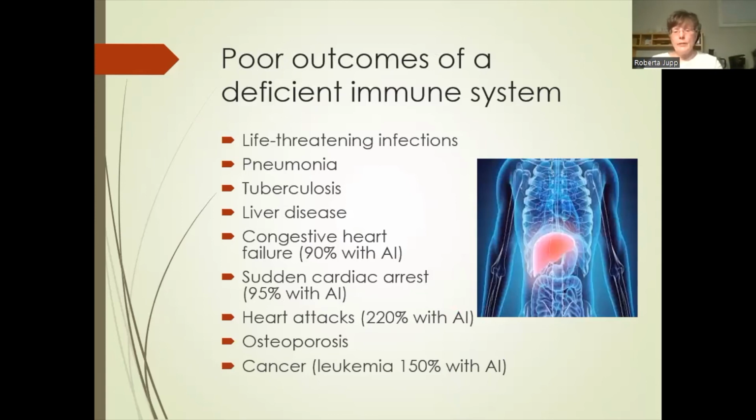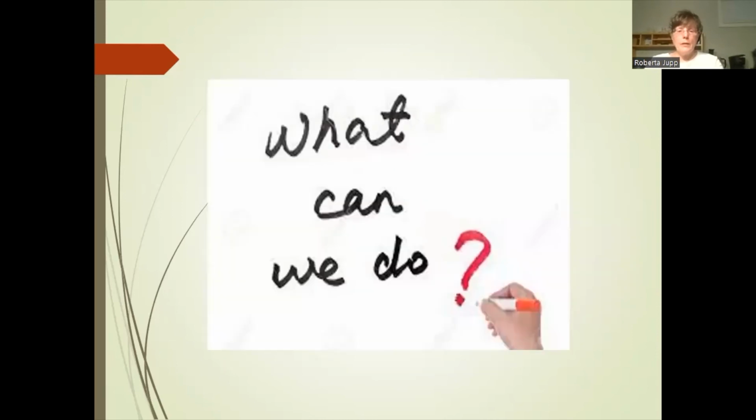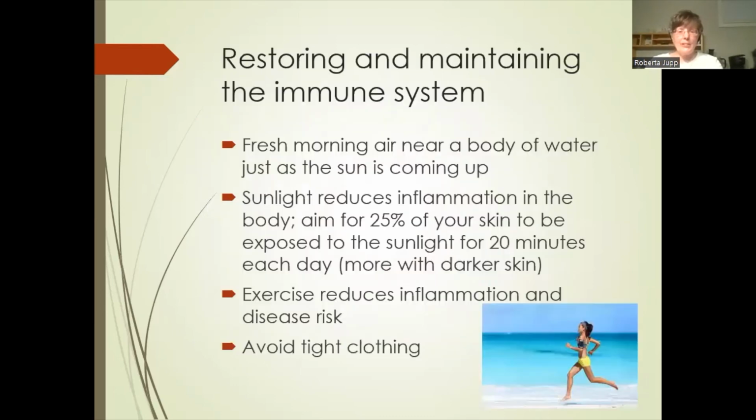Whenever we have a deficient immune system and we start seeing some of these autoimmune diseases, some of the results we can see: infections, pneumonia, tuberculosis, congestive heart failure, 90% risk increase with autoimmune disease, cardiac arrest, 95% increase, heart attacks, 220% increase, osteoporosis, and cancer. So these are the outcomes of having initially the deficient immune system and then adding these lifestyle risk factors that we talked about earlier. So what can we do? We've given you all the bad news, right? So what can we do to try to help us not get into this situation?